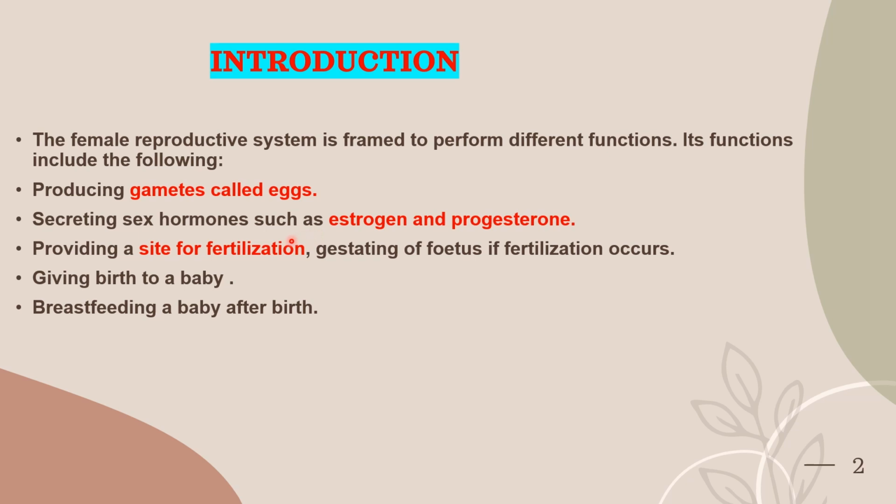One important function of the female reproductive system is producing gametes, which you call the eggs, and secreting hormones such as estrogen and progesterone, providing a site for fertilization, gestating a fetus if fertilization occurs, giving birth to a baby, and feeding a baby after birth. These are the different functions that the female reproductive system has to perform.